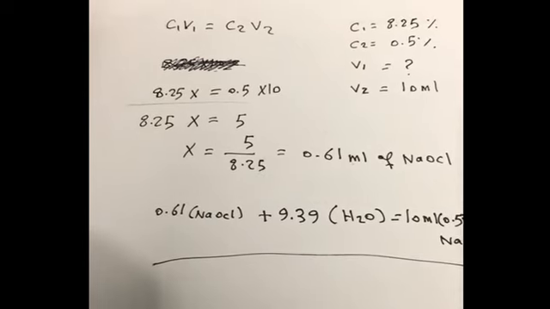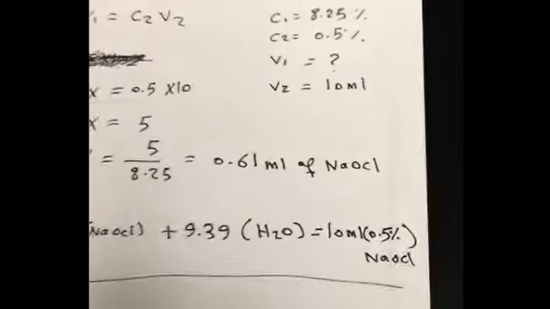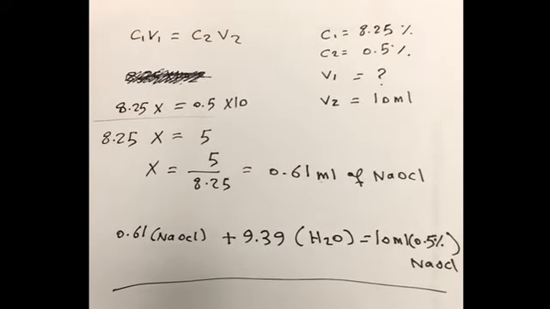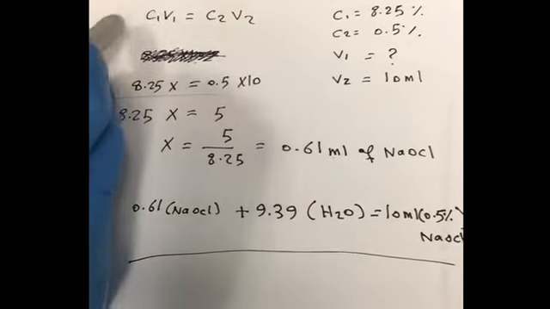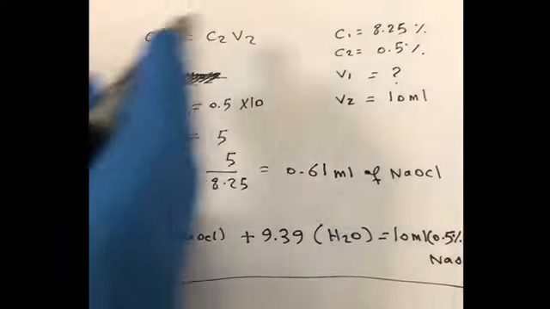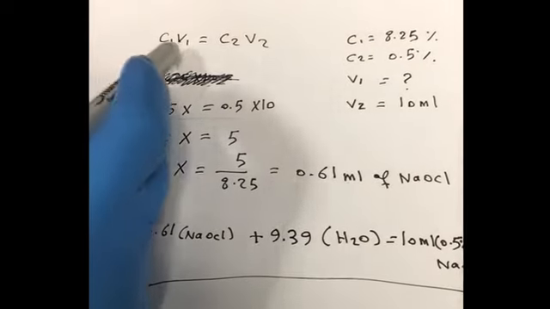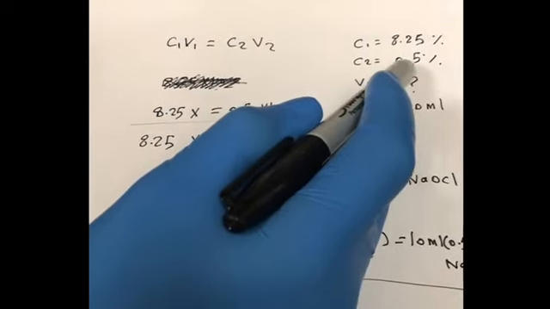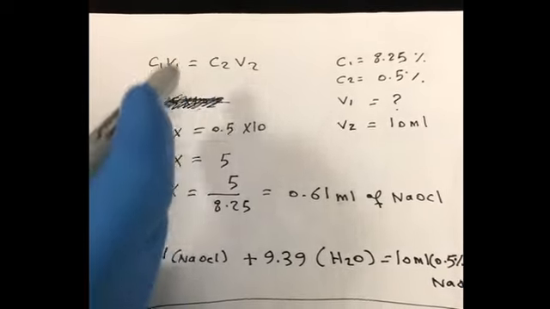The stock solution of sodium hypochlorite, called bleach, comes with 8.25% concentration. In order to make the final concentration of 0.5% sodium hypochlorite, we need to use this formula. This formula considers concentration 1, which is 8.25%, the stock solution, and volume 1, which is what we try to figure out. Concentration 2 is the final concentration, which is 0.5% sodium hypochlorite, and volume 2 is the desired volume that we want to prepare.